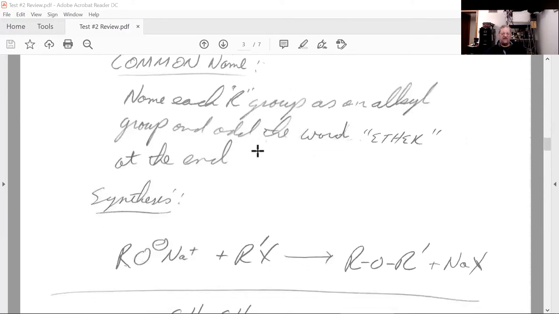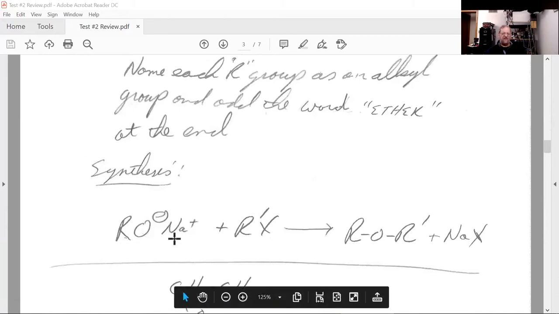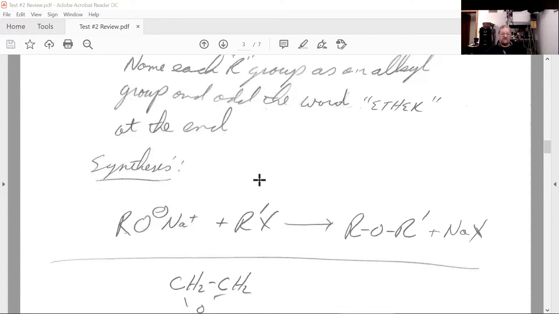Now, how do you make an ether? The Williamson ether synthesis. Take an alkoxide, RO minus, Na plus, and an alkyl halide. I don't have it down here, but by now you should know X can be chlorine, bromine, or iodine. And this negatively charged oxygen attacks and bonds to the carbon with the halogen. You lose the sodium plus, halide minus, you get a salt, and you get an ether. The carbon that's on the oxygen here is still the carbon on the oxygen in R. And that's the Williamson ether synthesis.